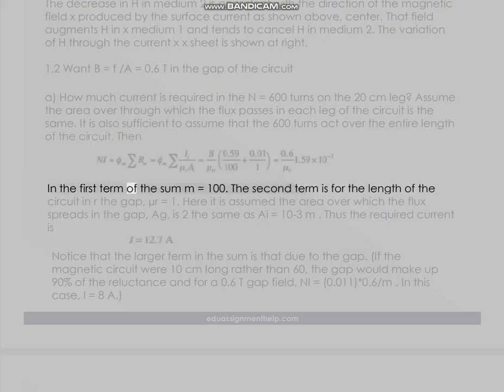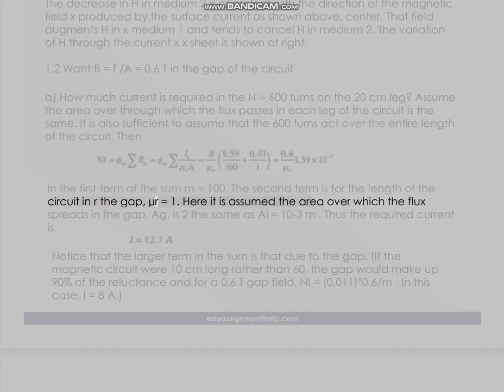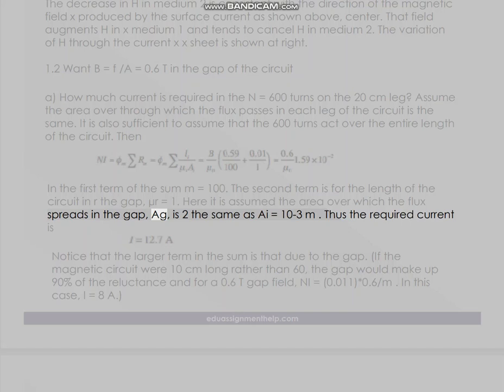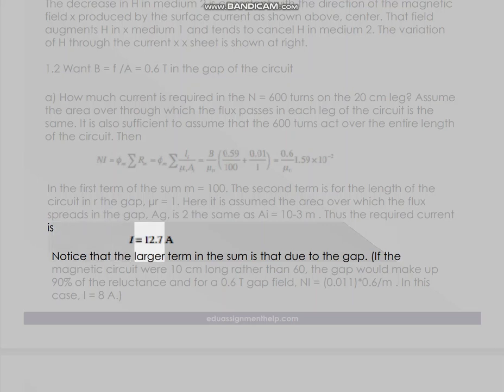in the first term of the sum, μr equals 100. The second term is for the length of the circuit in air, the gap, μr equals 1. Here it is assumed the area over which the flux spreads in the gap, Ag, is the same as Ai equals 10^-3 m². Thus the required current is, notice that the larger term in the sum is that due to the gap.